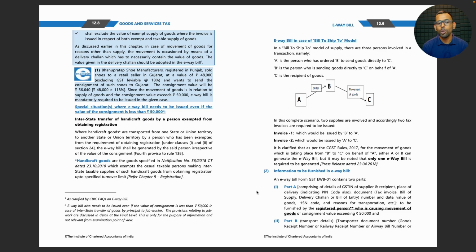It shall exclude the value of exempt supply of goods where the invoice is issued in respect of both exempt and taxable supply of goods. As discussed earlier in this chapter, in case of movement of goods for reasons other than supply, the movement is occasioned by means of a delivery challan, which has to necessarily contain the value of goods. The value given in the delivery challan should be adopted in the e-waybill.